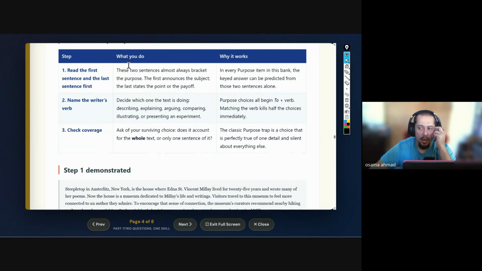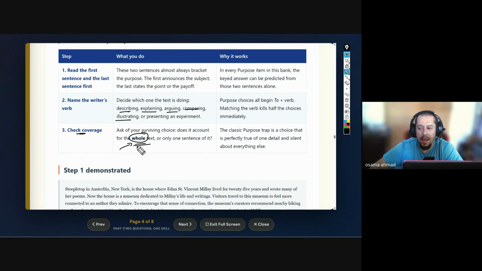So what do we do? We read the whole text from beginning to end. These sentences always give us the purpose. Name the writer's verb, like we did with function. Tell yourself, is it describing? Is it explaining? Is it arguing? Is it comparing? Is it illustrating? And then check the coverage. Ask of your surviving choice, does it account for the whole text? This is very important, the whole text.